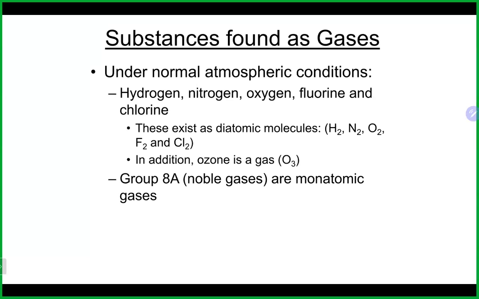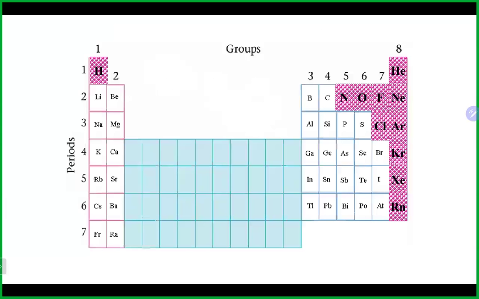Group 8 on the periodic table is our noble gases. Those are also referred to as being monoatomic, which means they come as single atoms, unlike hydrogen, oxygen, and nitrogen. That's all of our noble gases: helium, neon, argon, krypton, xenon, all of those in group 8. So these are pretty much gases under normal conditions, and that's how we usually find them.